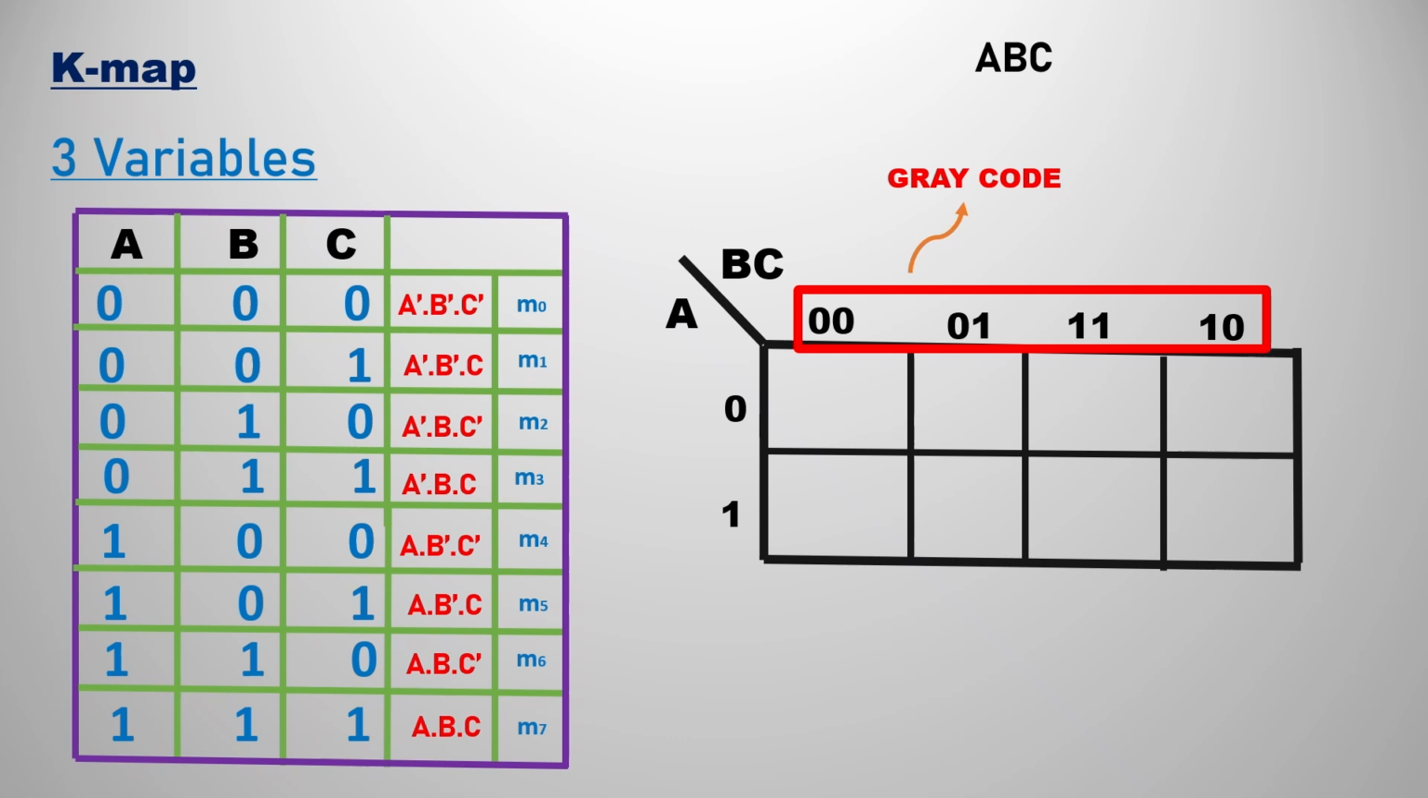For the 3 variables, I am representing them as A, B, C. I hope you know how to fill from 0 to 7, that is in expanded form in min terms also, M0 to M7, and fill that according to A bar B bar C bar up to ABC.